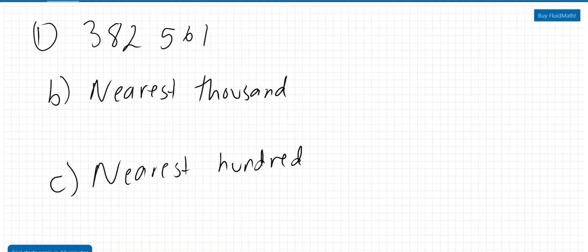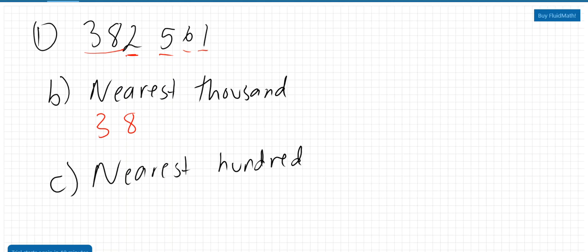Okay, the next one, B, asks us to round off to the nearest thousand. So remember, your first step is locate the thousands column. So we've got ones, tens, hundreds, thousands. So 2 is in my thousands column. So I know my answer, this 3 and 8 is going to be my answer.